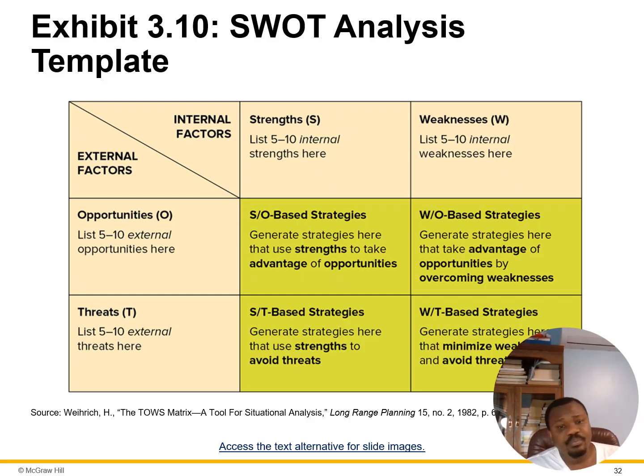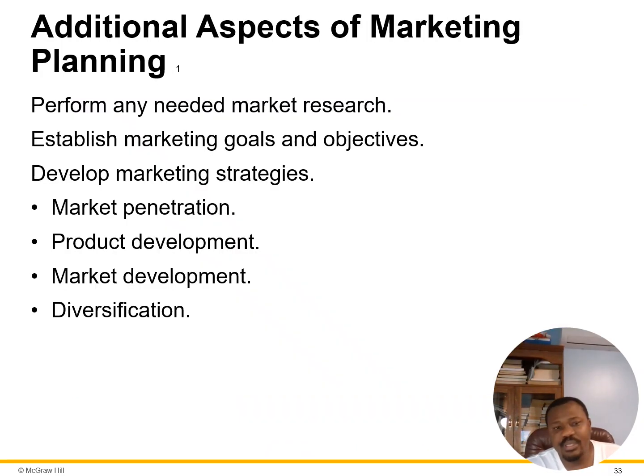Here is ST, that is strengths and threats. So now you have to generate strategies here that will use the strengths to avoid the threats. And then when you go to the WT, that is the weaknesses and the threats, you have to generate strategies here that minimize weaknesses and avoid threats. So you minimize your weaknesses and avoid threats. And these are very, very important.